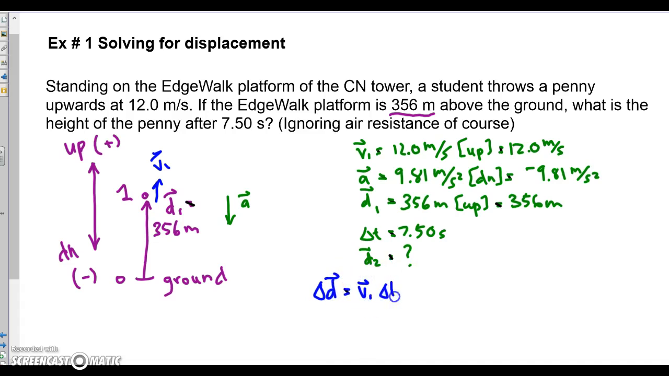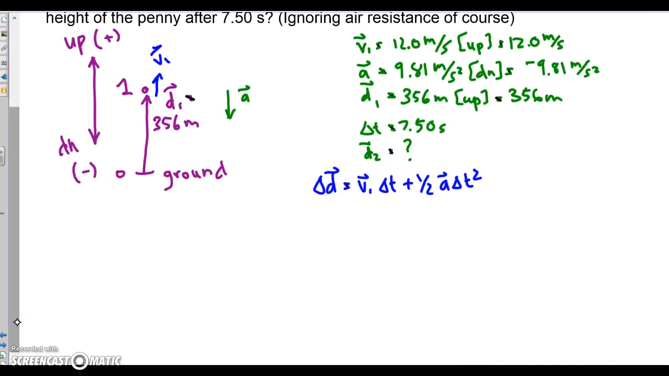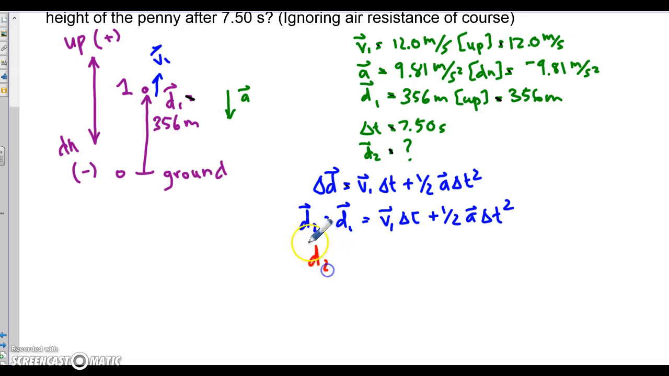Displacement equals v1 delta t plus 1/2 acceleration times time squared. Now you might think, oh, not all my variables are in that equation. Well, let me just rearrange displacement in terms of the change in position. Now I've got all of the variables in this equation. So I can substitute in some numbers. d2 is what I'm really interested in, so I'll isolate it.